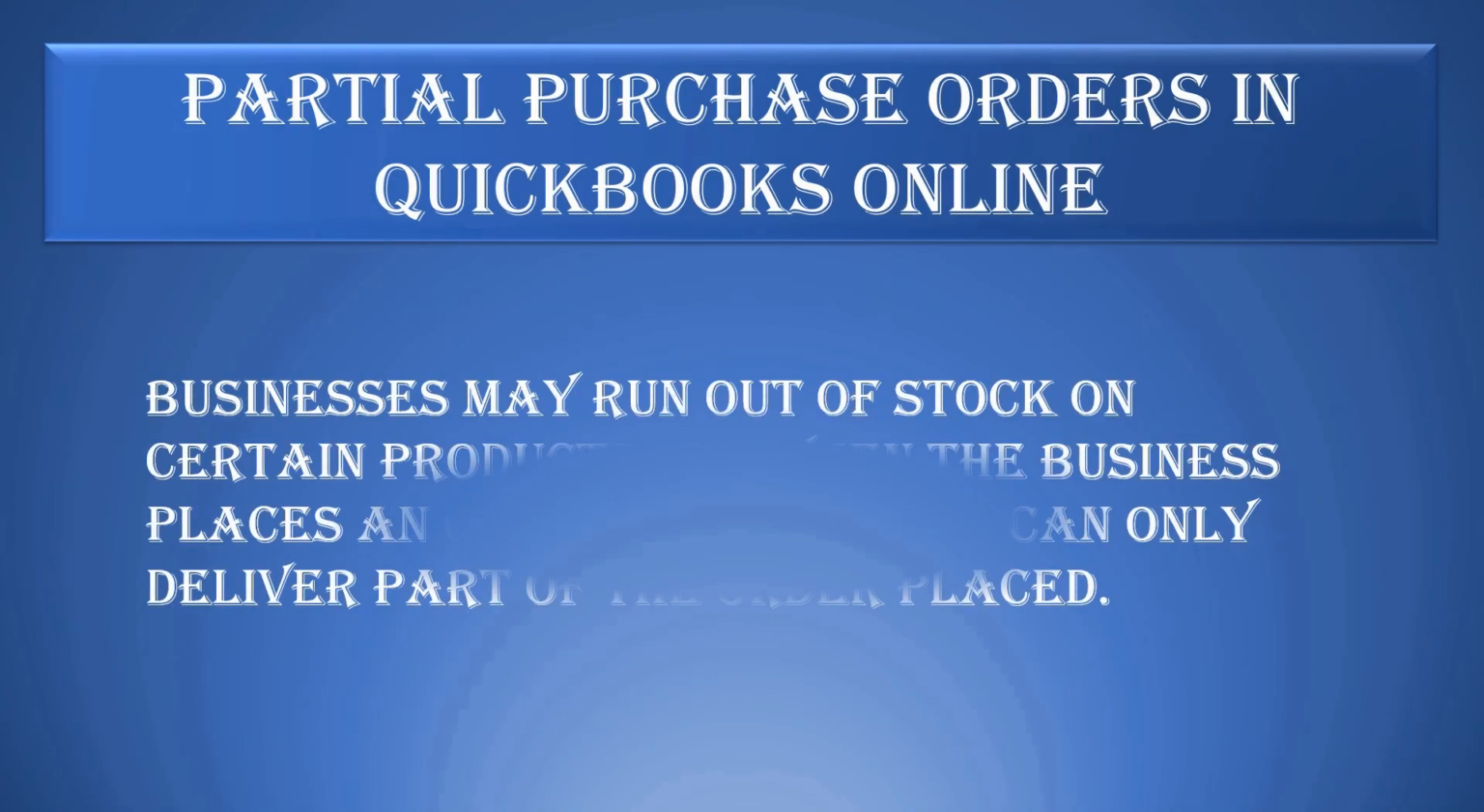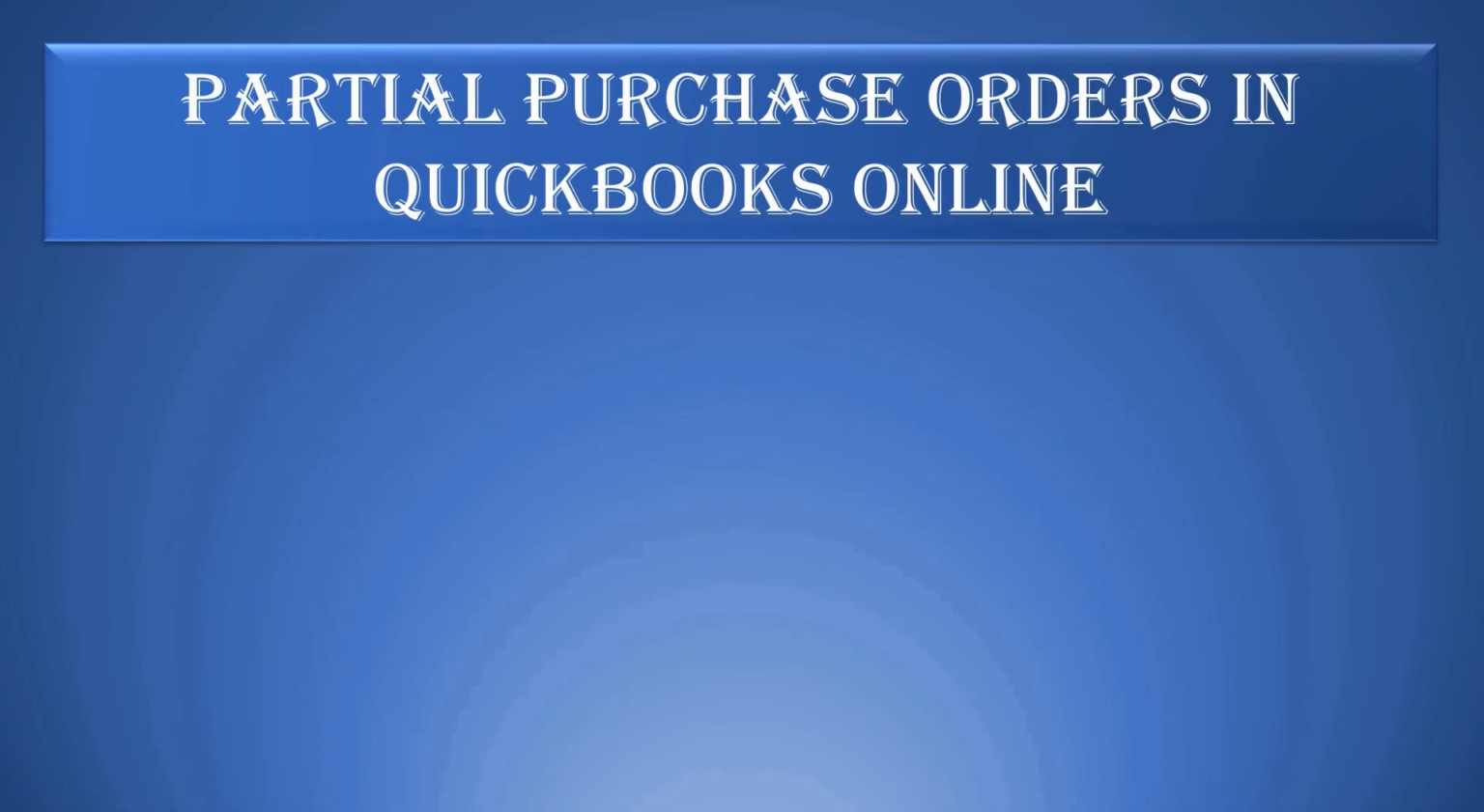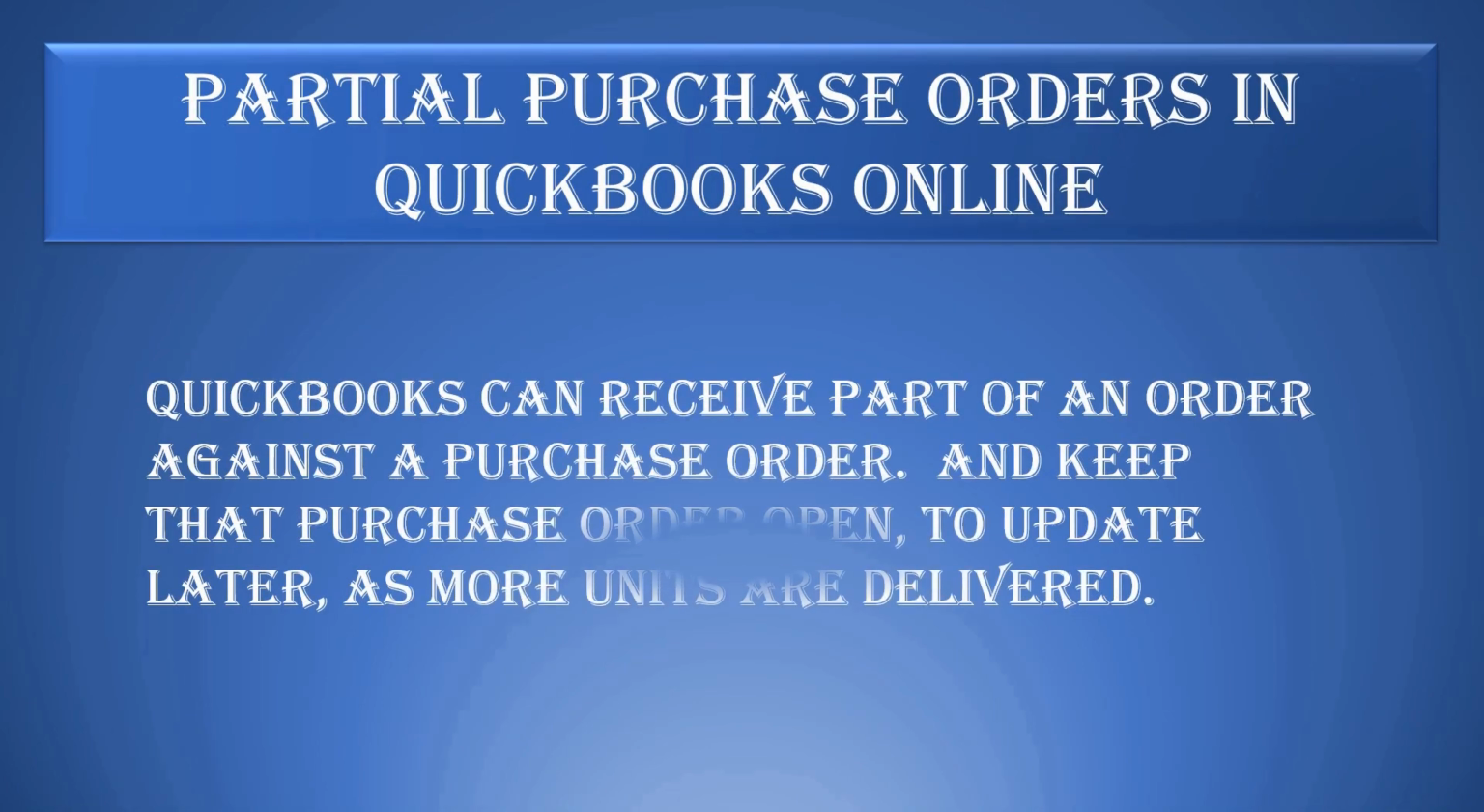Businesses may sometimes find themselves in a situation where their supplier runs out of stock on certain products. And so, when the business places an order, the supplier can only deliver part of the order that was placed. The rest of the items may be delivered at a later time, or perhaps not delivered at all if the supplier is out of stock permanently on certain items. To handle this situation, QuickBooks Online can receive part of an order against a purchase order and keep that purchase order open to update as more units are delivered. Let's take a look at how this works in QuickBooks Online.